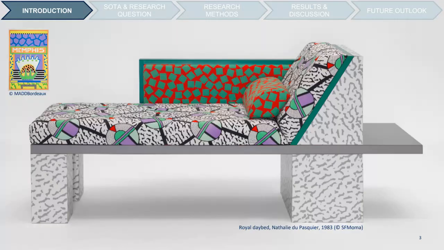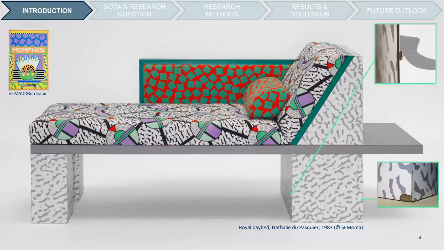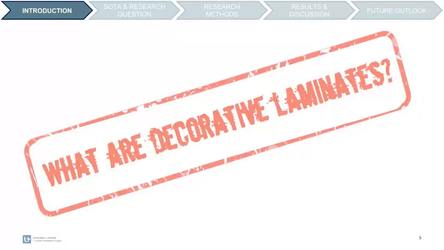Now, during my internship at the Design Museum of Ghent, it became clear that there was great diversity in conservation treatments for decorative laminates. A specific project of a typical Memphis-style sofa from Nathalie Du Pasquier was the actual reason for this research. However, in carrying out a treatment, it is important to understand your material with its history and production. Now, although I would have loved to have treated the sofa, the question of what are decorative laminates actually seemed of greater importance.